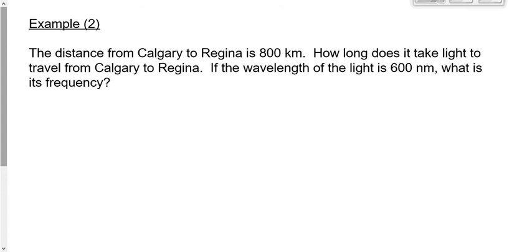The question says the distance from Calgary to Regina is 800 kilometers. How long does it take for light to travel from Calgary to Regina? If the wavelength is 600 nanometers, what's the frequency? I want to add one part to this. I want to say, what is the period of the wave?